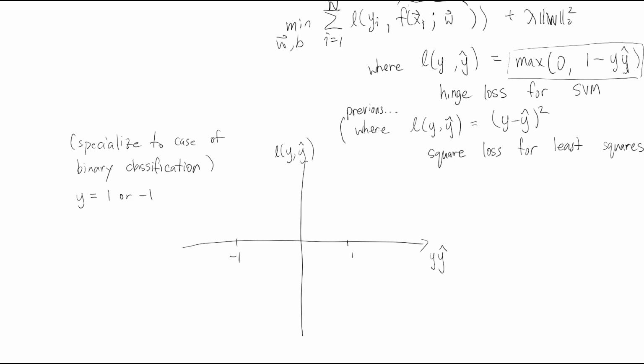So 1 minus y hat looks like this. It has a slope of -1 and an intercept of 1, right? So it's basically a line that looks like that. Actually, I'm going to use a different color.